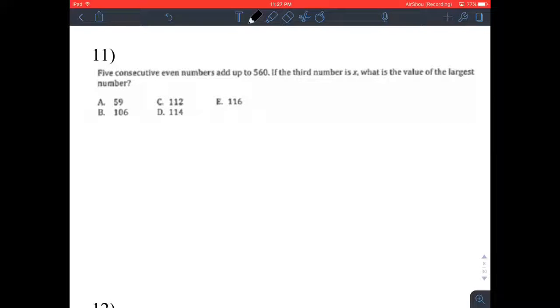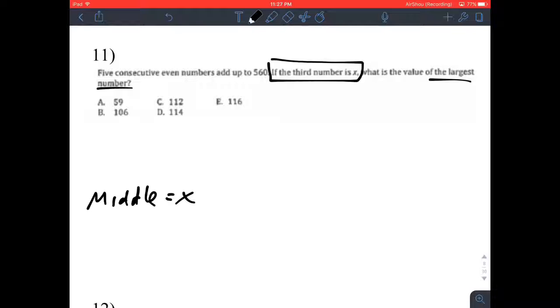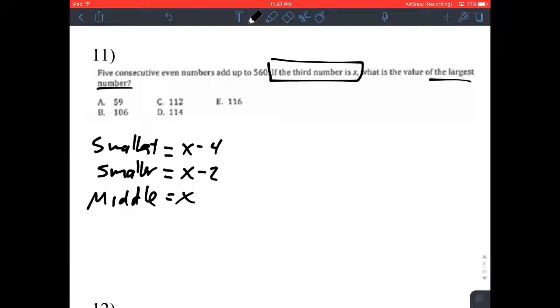Example 11: 5 consecutive even numbers add up to 560. If the third number is x, so that's the number in the middle, find the largest number. So if the middle is x, one smaller than that is x minus 2, one smaller than that is x minus 4. So we got the smallest, smaller than the middle, and then bigger than the middle, and then the biggest. It makes up 5 numbers.